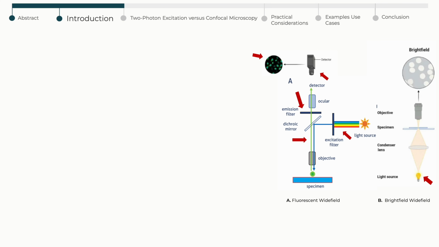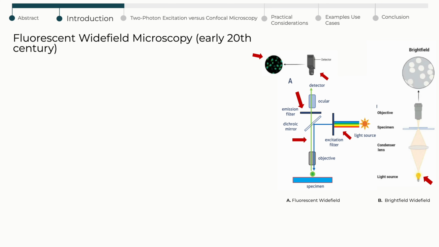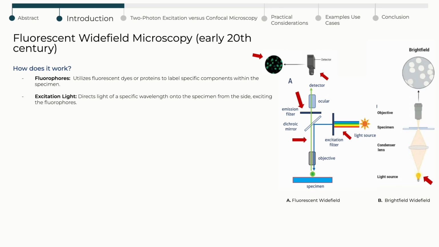So now that we understand the concept of fluorescence, let's look at fluorescent wide field microscopy, which was developed as an alternative to bright field wide field microscopy in the 20th century. So how does it work? At first, fluorescent dyes or proteins are used to label specific components within the specimen. Now you can look at the figure on the right, and as you can see here, the excitation light directs light of a specific wavelength onto the specimen from the side. Note that this is a pretty big difference from bright field wide field microscopy, where you're looking through the objective and sample directly at the headlight, as you can see here.